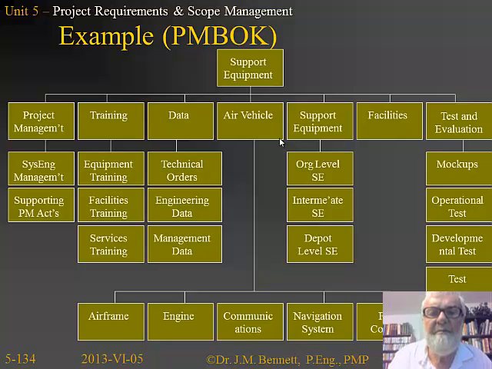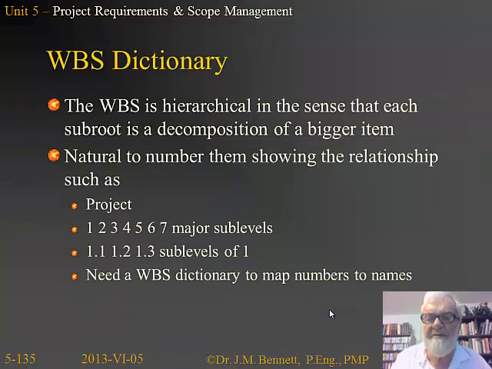Here's an example of a breakdown from the PMBOK for an air navigation system, where you can see the support equipment is broken into project management, training, data, air vehicle, etc. Project management is broken into systems engineering and supporting project management artifacts. The air vehicle down here is broken into airframe, engine, communication, navigation system, fire control, etc. Now the WBS is hierarchical in that each subroute is a decomposition of a bigger item, so they all kind of roll up into each other.